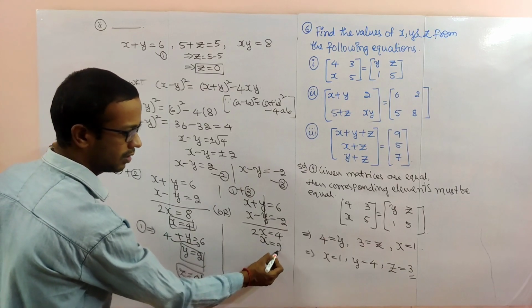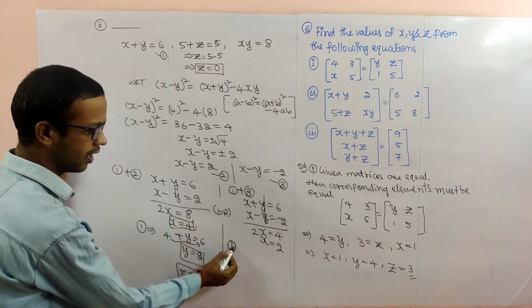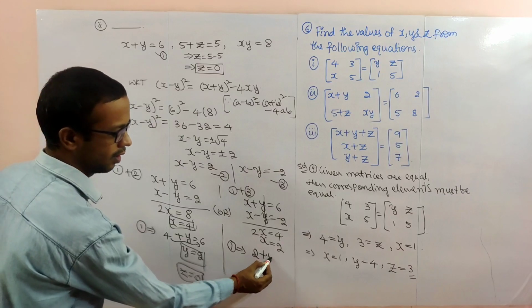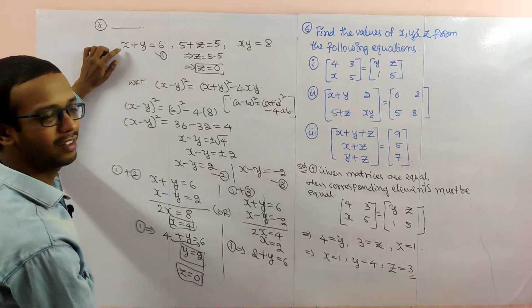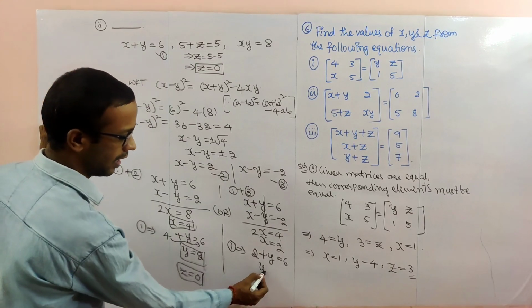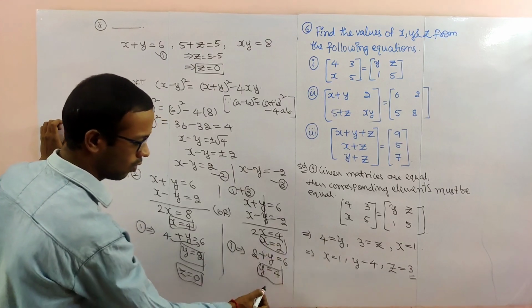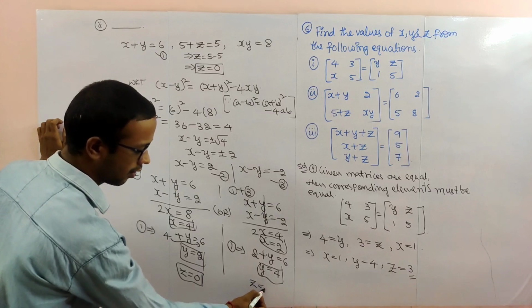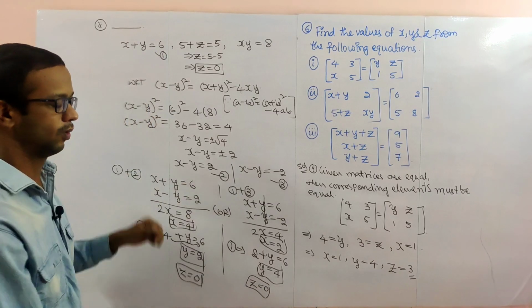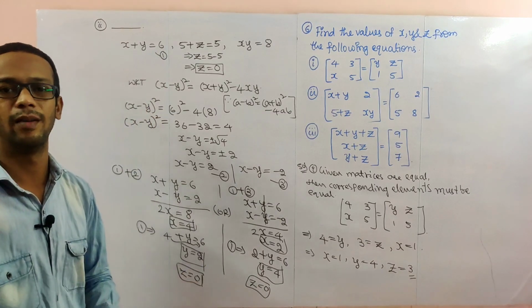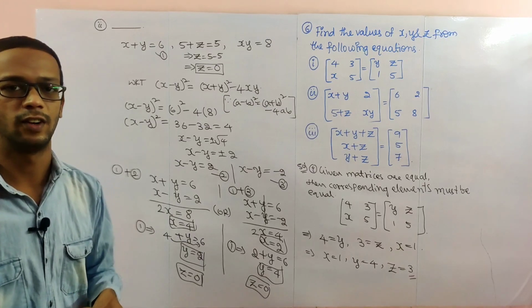X is equal to how much? 2. Equation 1 implies 2 plus y is equal to 6. Here x plus 2, substitution. Y is equal to 4. So x is equal to 2, y is equal to 4 and z is equal to 0. Already we know, either this one or this one we will get. Both options are there for this one.